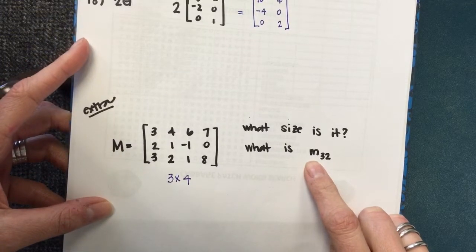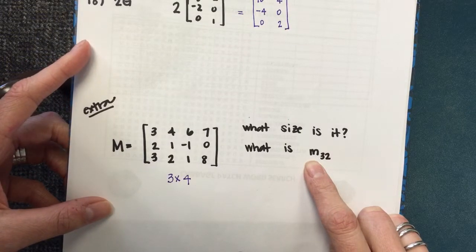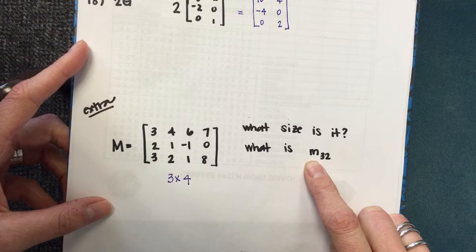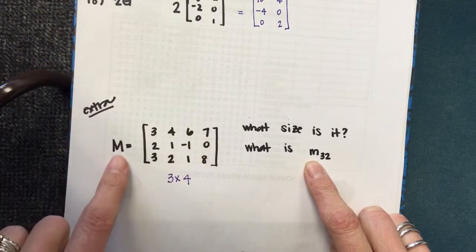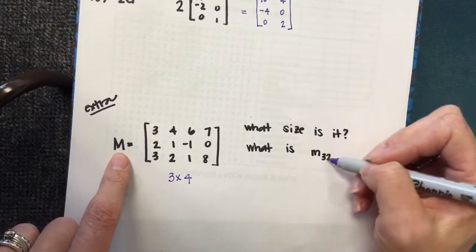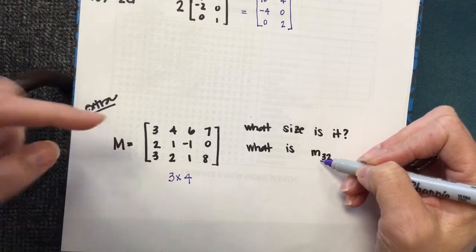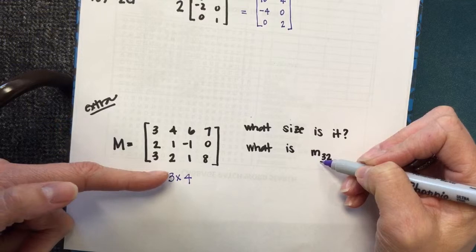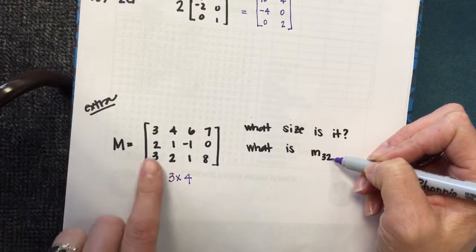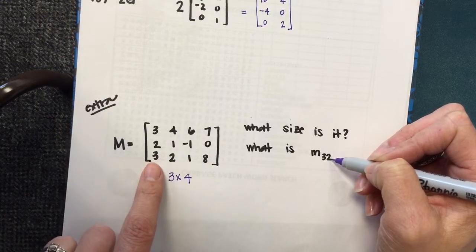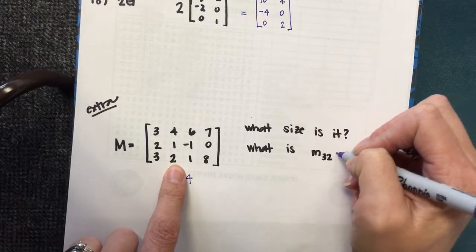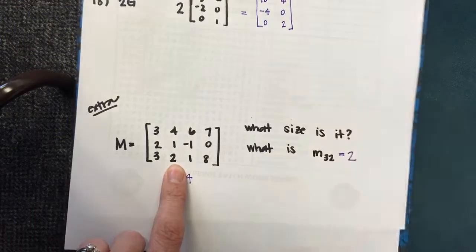Here's an address, lowercase m. That means that they're referring to a specific entry or element within matrix M. And this tells you what position it's in. So rows by columns. It is in the 3rd row, 1, 2, 3, and in the 2nd column. So the 3rd row, 2nd column, here's the 1st column, here's the 2nd, that is equal to 2.